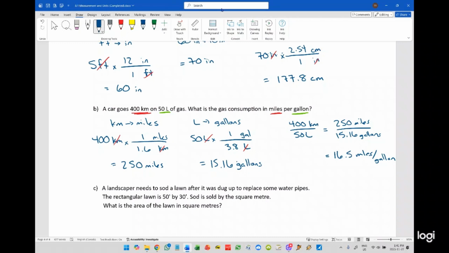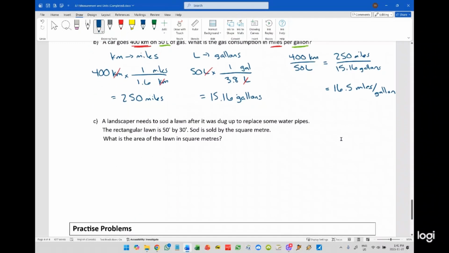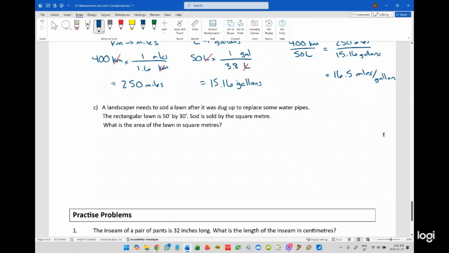This last one is a different type of compound unit again. It's basically taking an area, but it's giving things as separate measurements. So in this case, we have a landscaper needs to sod a lawn after it was dug up to replace some water pipes.